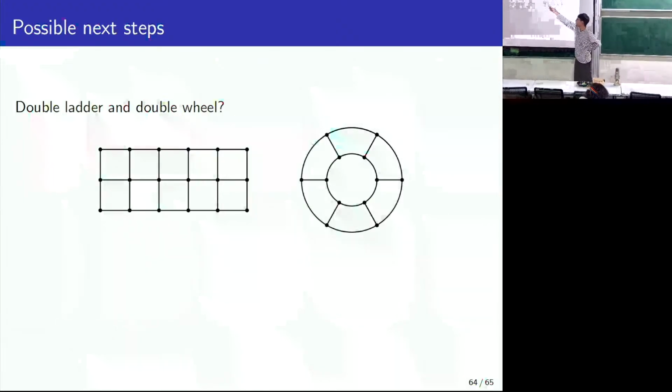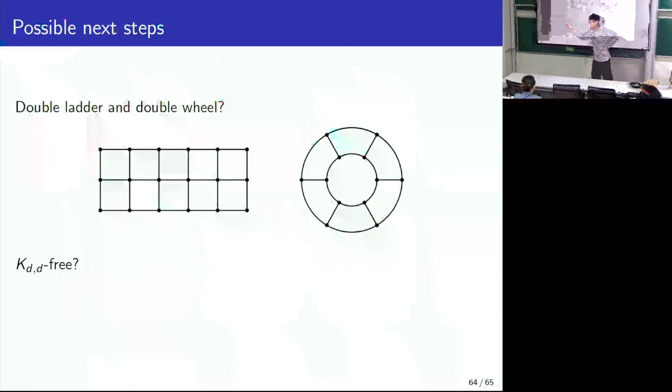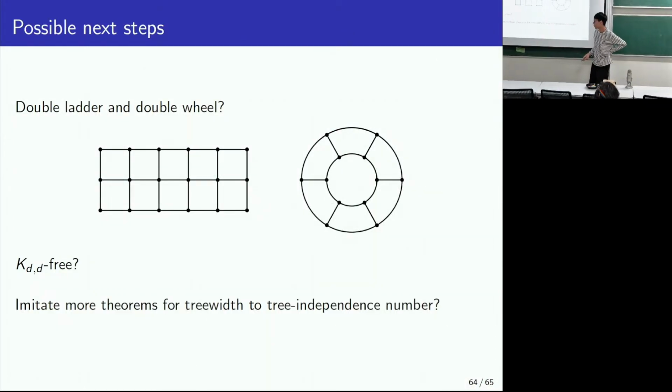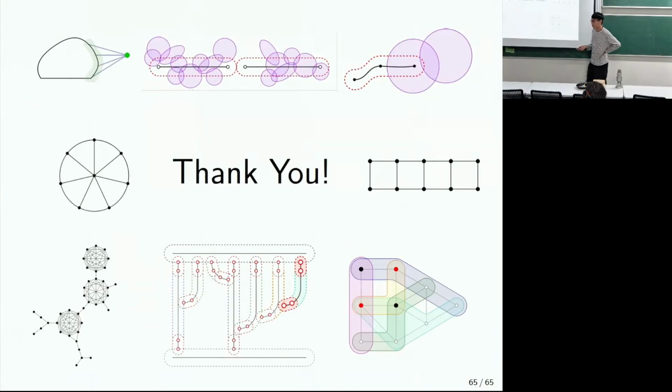And a similar thing goes for our double wheel. Another question we can ask is, instead of K1D freeness, can we ask KDD free? Because another goal can be, can we imitate more theorems for tree independence number? It's a bigger question to pursue, even after we find the grid theorem. Okay, thank you for listening.